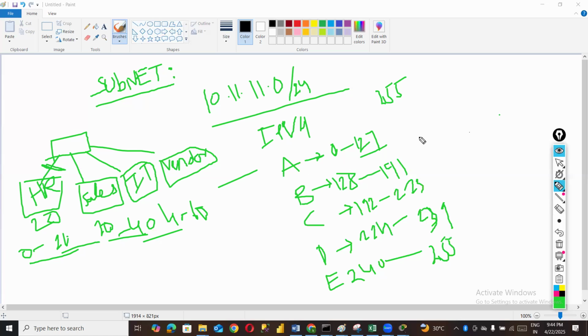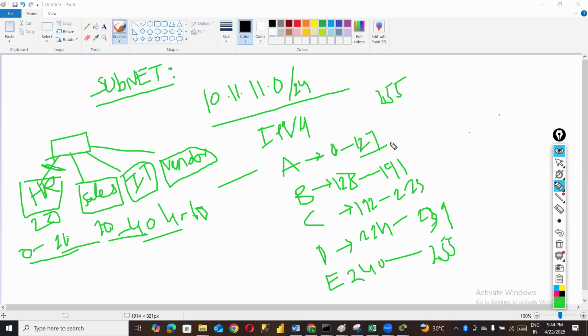Class A range is 0 to 127. Class B range is 128 to 191. Class C range is 192 to 223. Class D range is 224 to 239. And Class E range is 240 to 255.